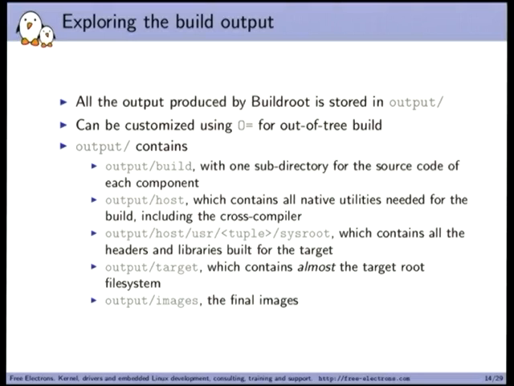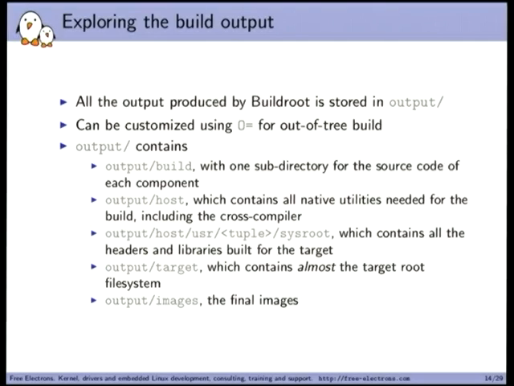And it allows the cross-compiler to find them and build more libraries and more applications on top of the libraries that have been built previously. That's what allows us to solve the dependency tree. Output target, it's what contains almost the target root file system.